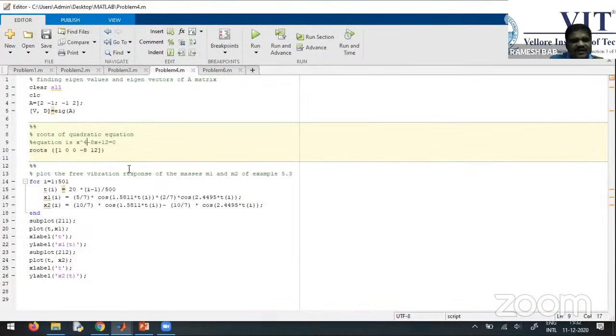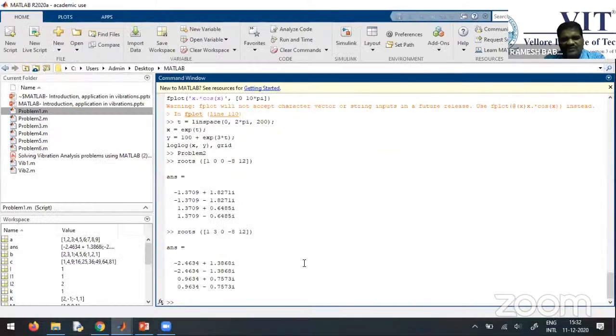Like minus x to the power of 4 here, let us say x to the power of 3 or 2x. So then you check now. Now for this also we are able to find the roots. So like this way, any roots can be found.